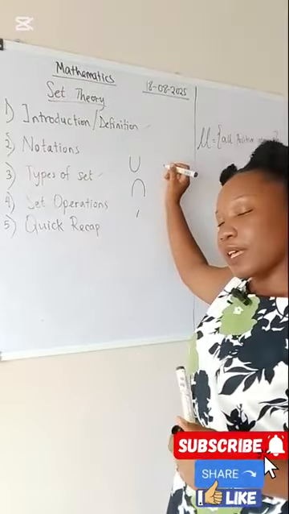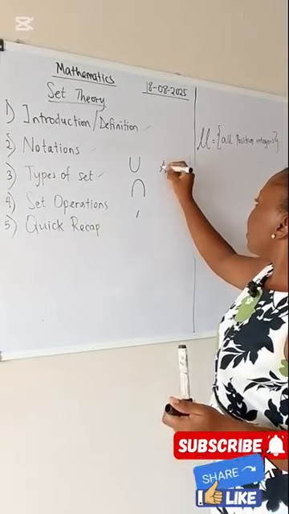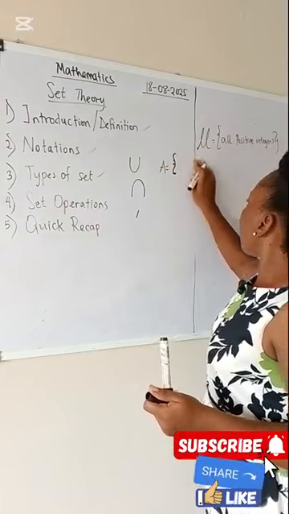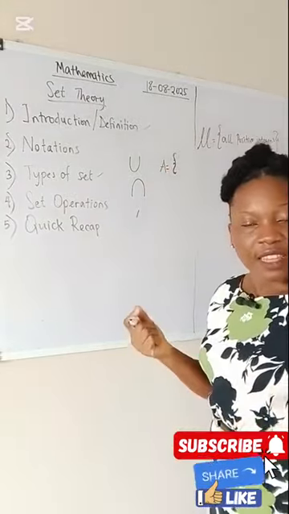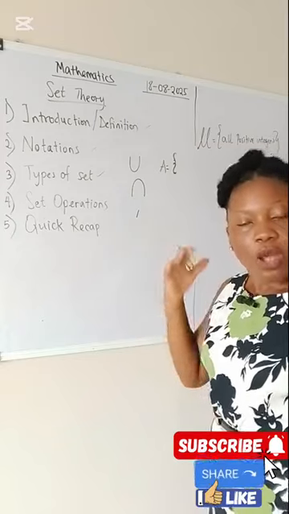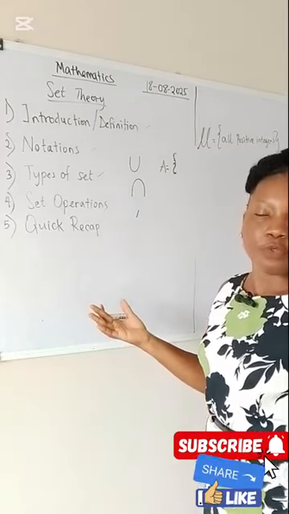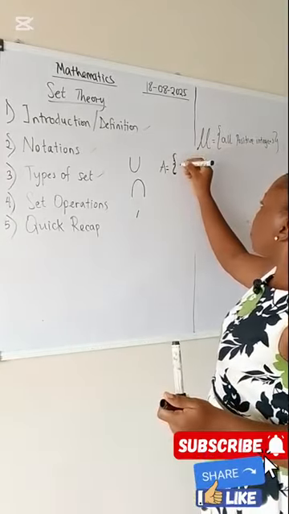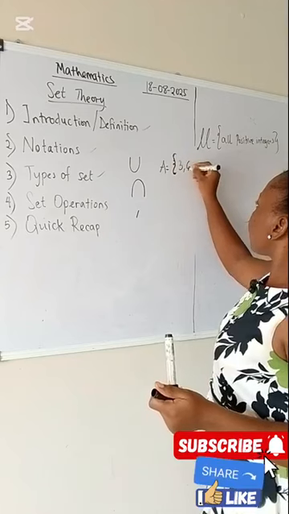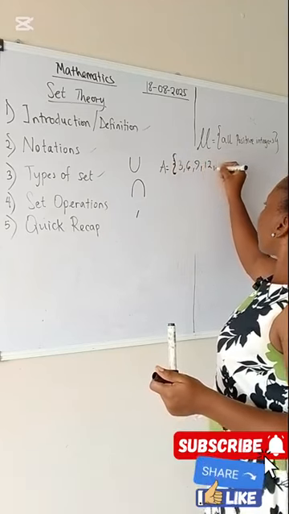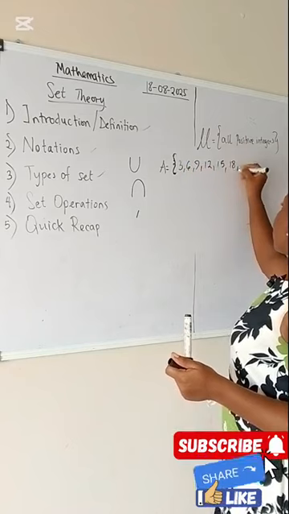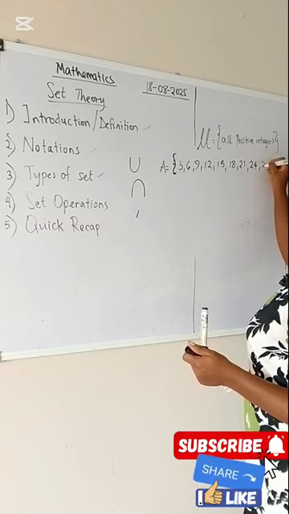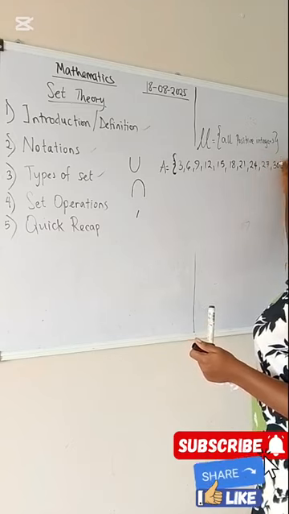Let's take two sets for example. Let A be the set of all multiples of 3 that lie from 3 to 30. Multiples of 3 will be 3, 6, 9, 12, 15, 18, 21, 24, 27, and 30.